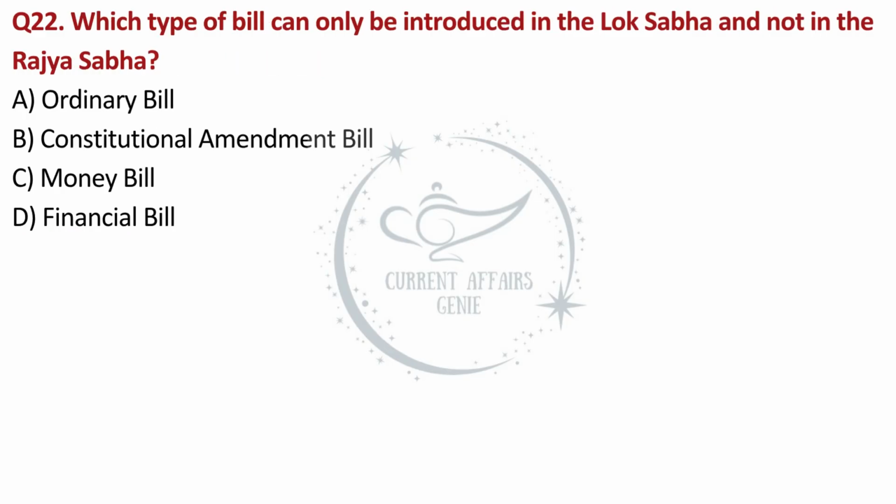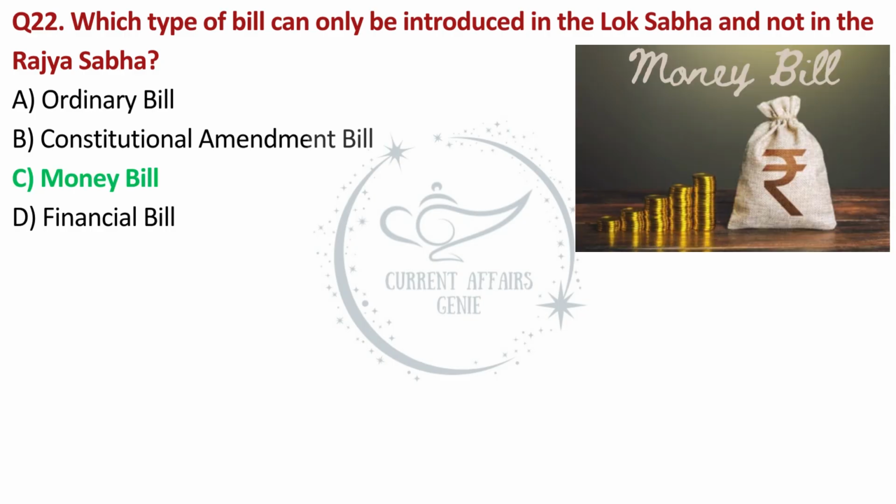Which type of bill can only be introduced in the Lok Sabha, and not in the Rajya Sabha? Option A, ordinary bill. Option B, constitutional amendment bill. Option C, money bill. Option D, financial bill. Correct answer. Option C, money bill.